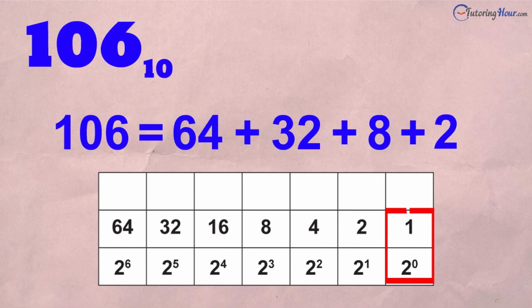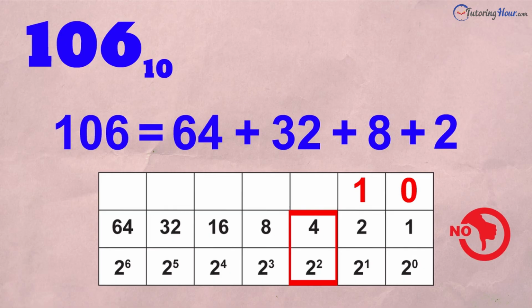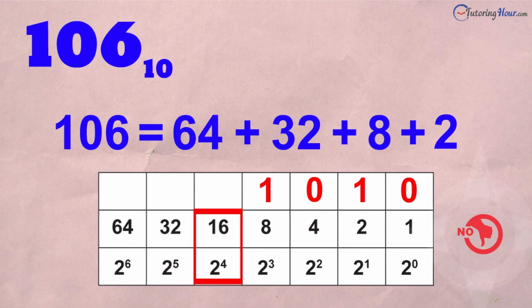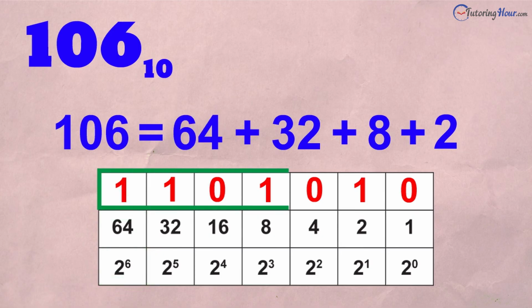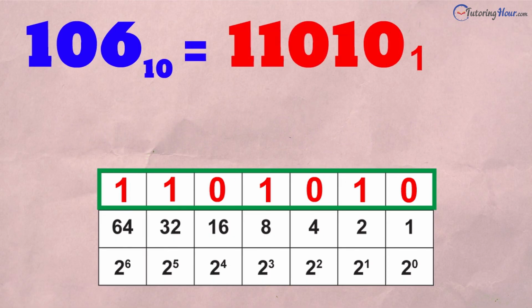Let's see if we have a 2 to the 0. We don't have it, so there goes a 0. We do have 2 to the first, so we'll write 1 there. 2 squared doesn't appear, so we'll write a 0. 2 cubed has been used 1 time. There goes 1. We don't have a 2 to the fourth, so let's write a 0. 2 to the fifth appears 1 time, and 2 to the sixth also occurs 1 time. Putting our string together from left to right, we have the binary equivalent of 106, which is 1101010.